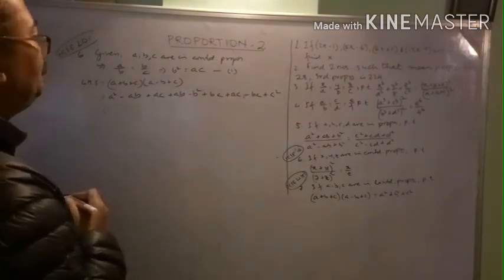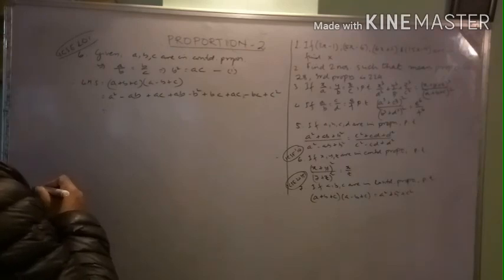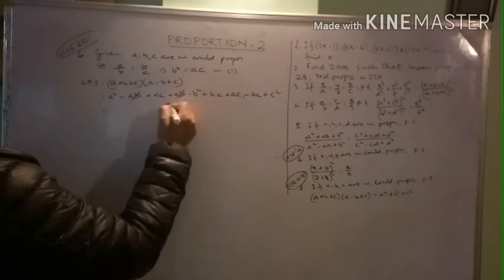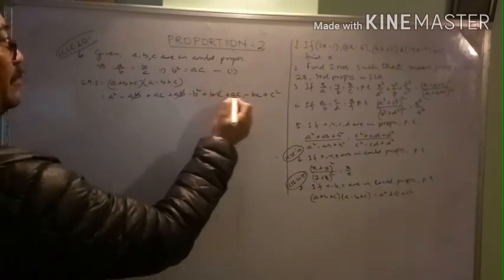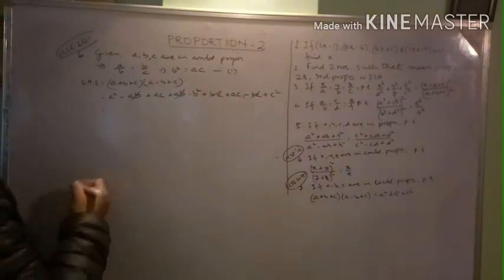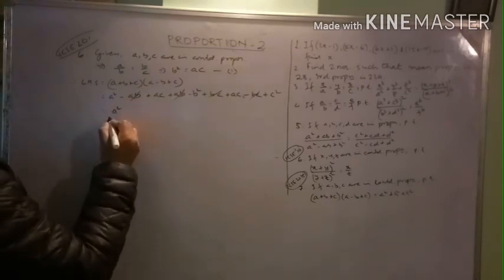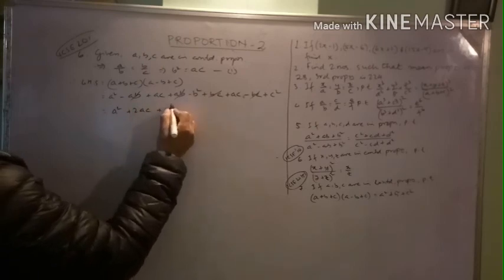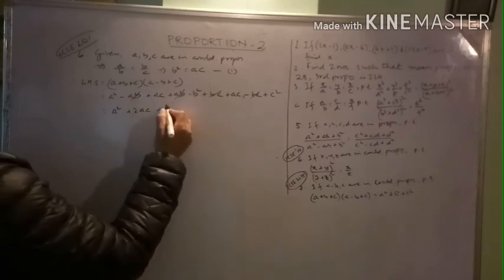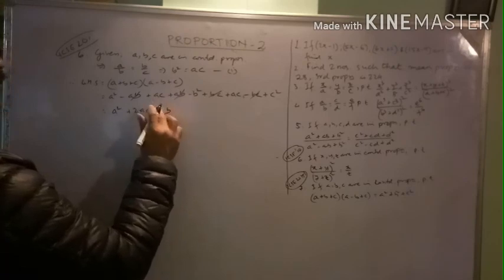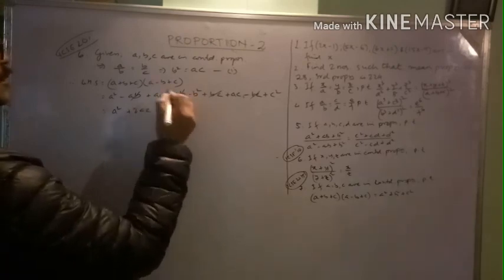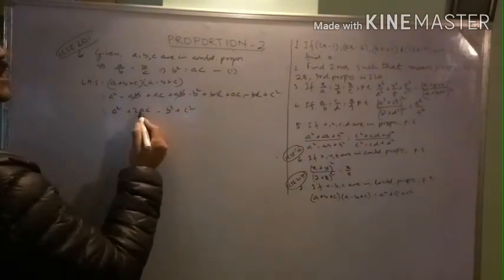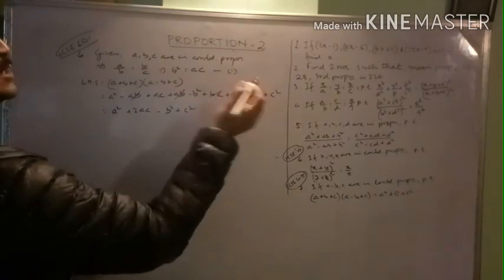Now simplify here. AB and minus AB cancelled, plus BC and minus BC also get cancelled. So you have A square, then AC plus AC will be twice AC, minus B square, plus C square. Okay, A square here, AC plus AC will be twice AC, minus B square and plus C square.